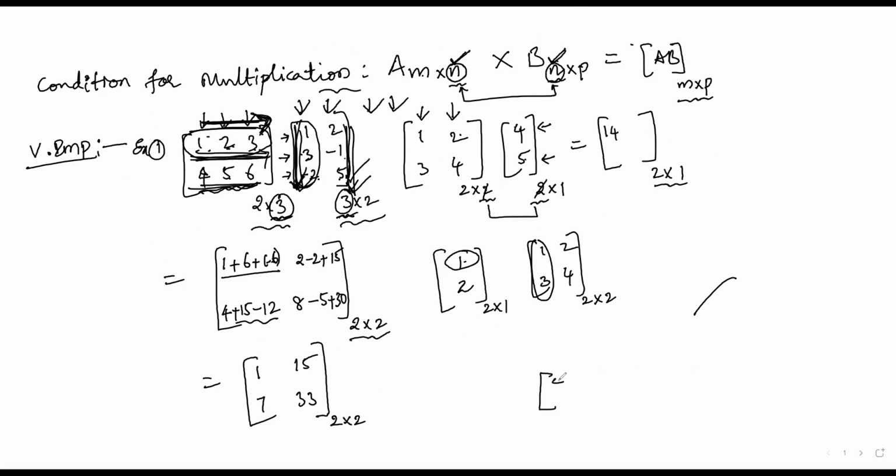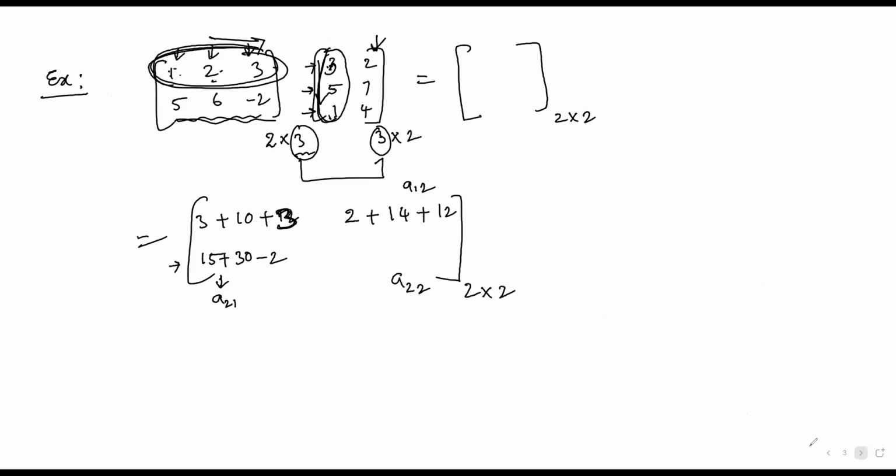This 4, 5, I have to multiply with 1, 2, 3, 4. I have to multiply the entire row with the entire column. Here we have only 4, and here we have 1, 3, so you can't multiply like this. One more element is supposed to be there. So you cannot multiply 2 by 1 with 2 by 2. Therefore AB existed, but BA doesn't exist.